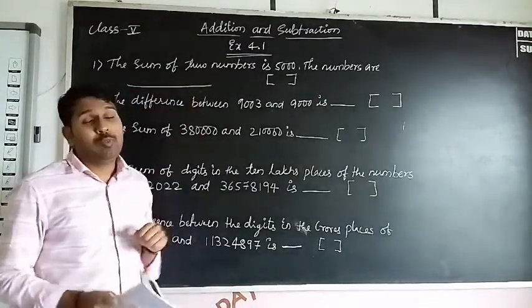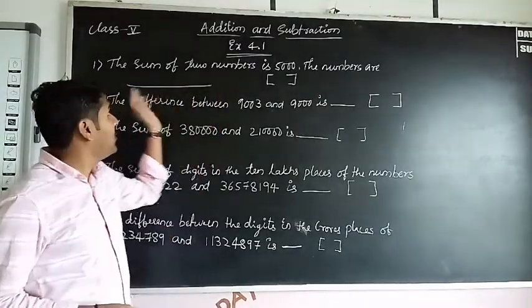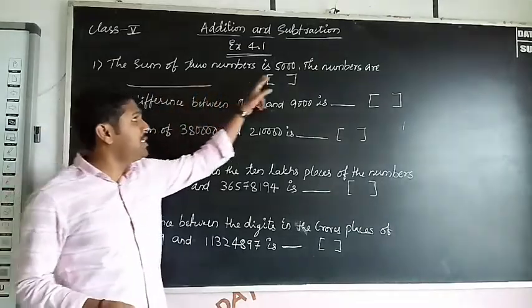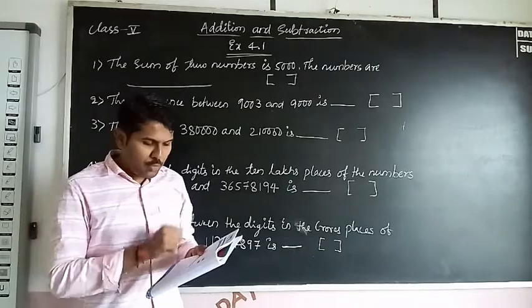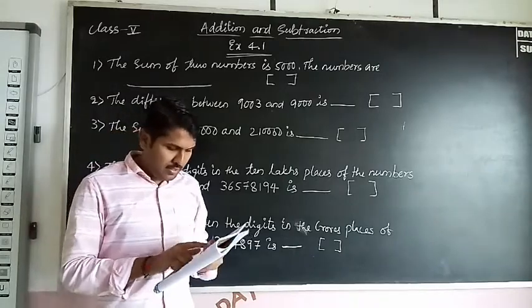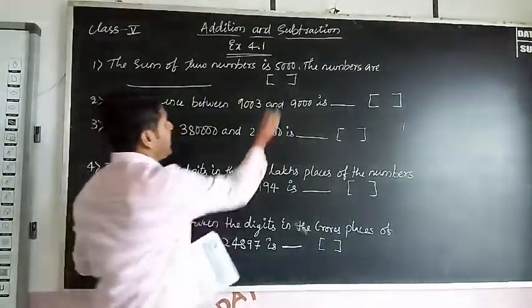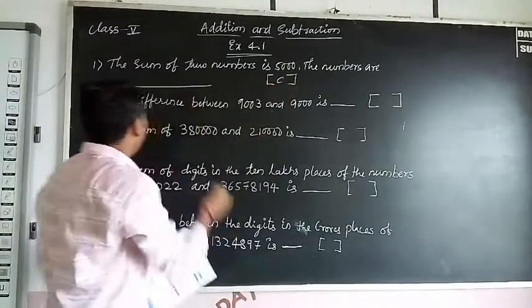So workbook exercise 4.1. First one, the sum of two numbers is 5,000. The numbers are, so they are given the options here. Option A is not possible, second one, third one is possible. So option C. What are the numbers?